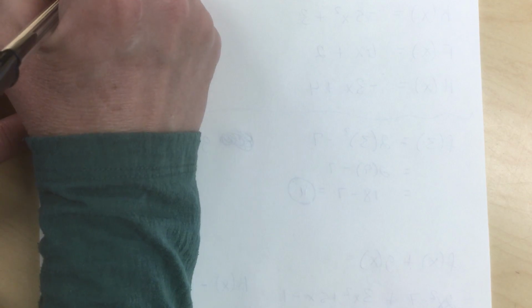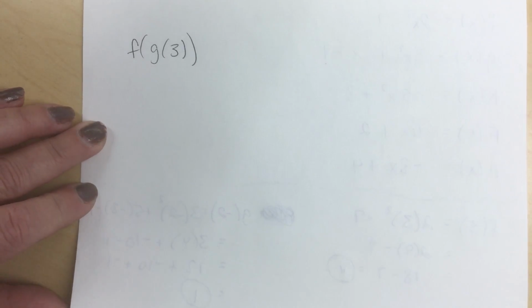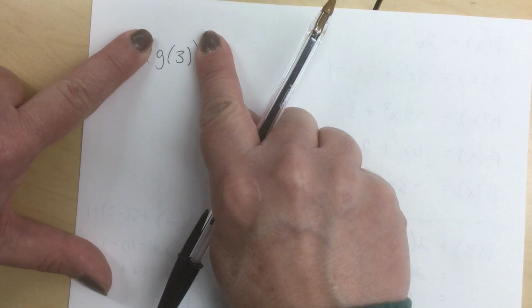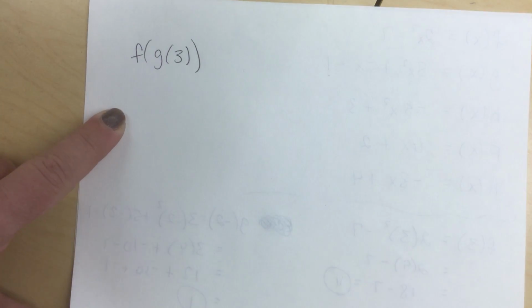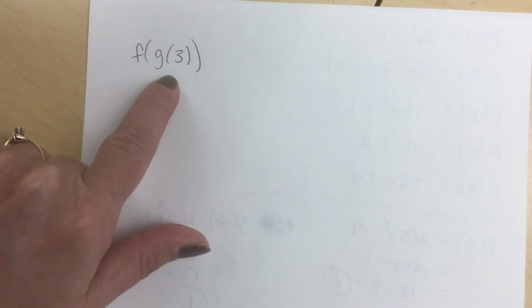So for instance, let's say I want to find f of g of 3, okay? F of g of 3 is written like that. So the g of 3 is on the inside of the f of x function, okay? Now I've got to flip my paper back and forth because my functions are on the other side. So first I'm going to find g of 3.